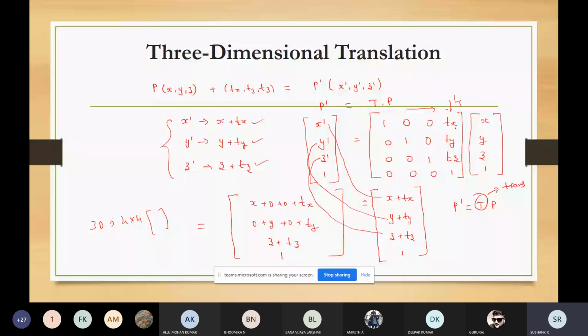Now, this will be multiplied with the column matrix X, Y, Z and 1. This is a representation in terms of matrix. And the same thing you can represent in this form also, where T is the transformation vector. So this is the example. This is how the translation works, and these are the equations needed to perform a translation on a 3D object.